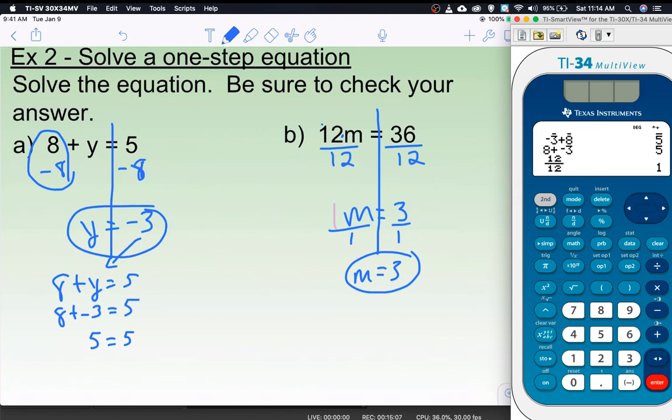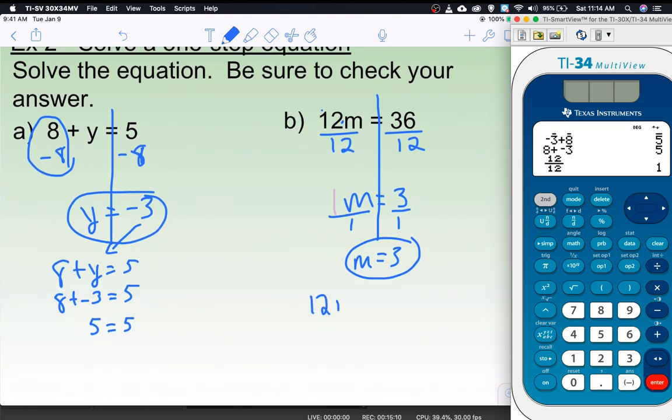If I would check that answer, 12m equals 36, and I'm going to plug that m equals 3 in for the variable to check to see if it actually still works. 12 times 3 equals 36, and if I check my calculator, 12 times 3 equals 36. Would you look at that? So 36 equals 36. I checked my answer. This works. That is the correct solution.